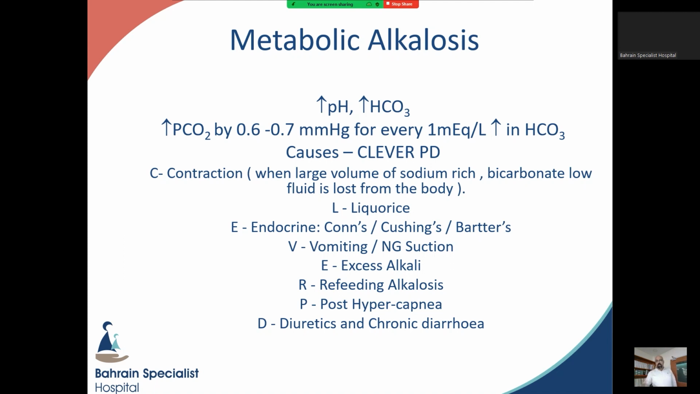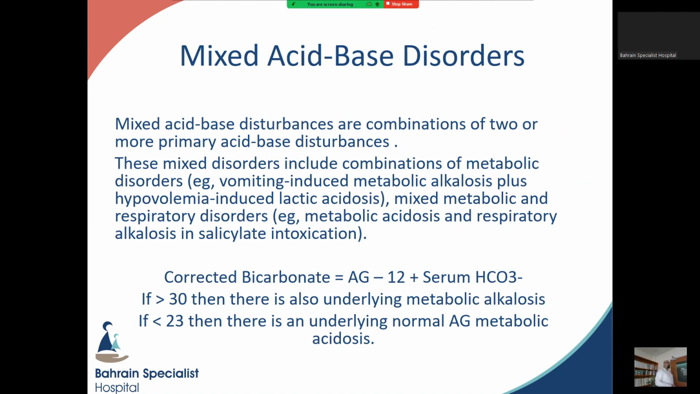Endocrine causes, Cushing, Bartter, vomiting, angiosuction, excess alkali, refeeding alkalosis, post hypercapnia, diuretics, and chronic diarrhea can cause the metabolic alkalosis. Last one, the mixed acid-base disorders.